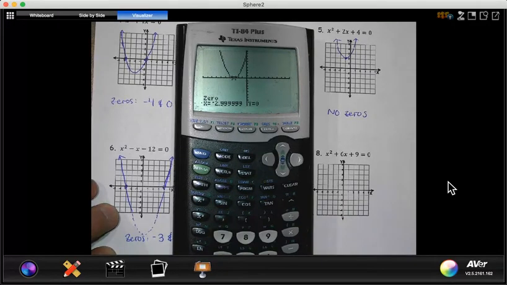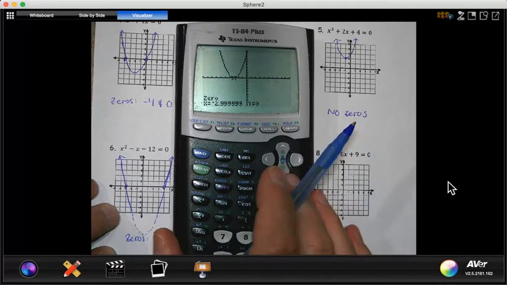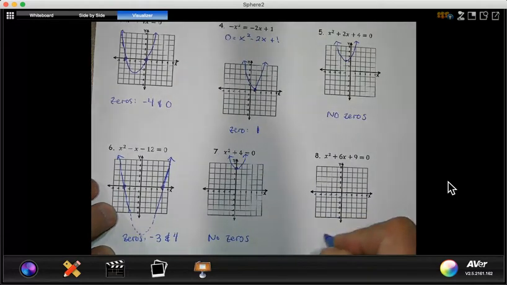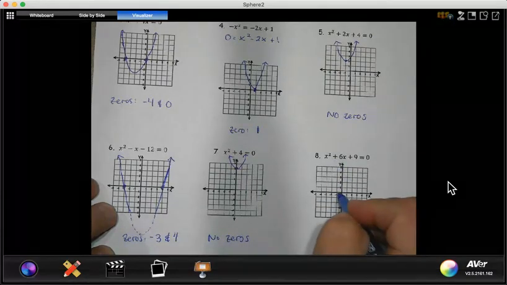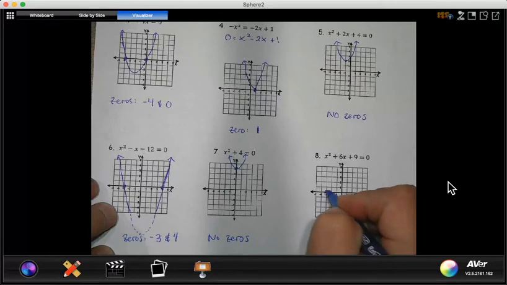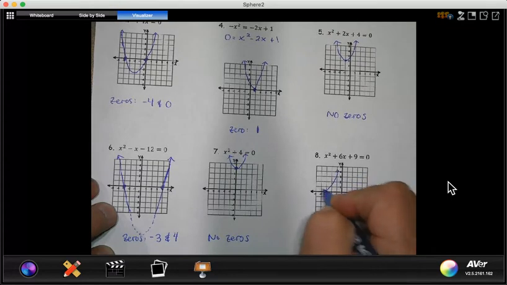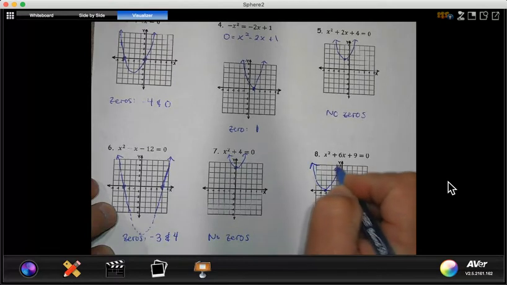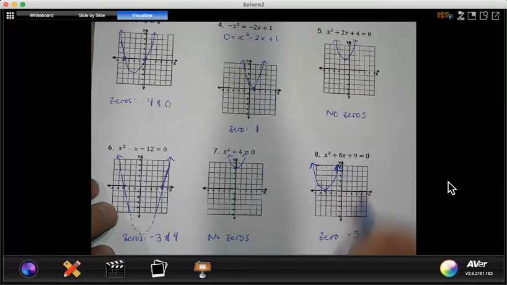And it's -2.99999999, but that's basically -3. So my zero is at -3. Graph it. So it's one of these deals. It only touches once. Okay, backside.